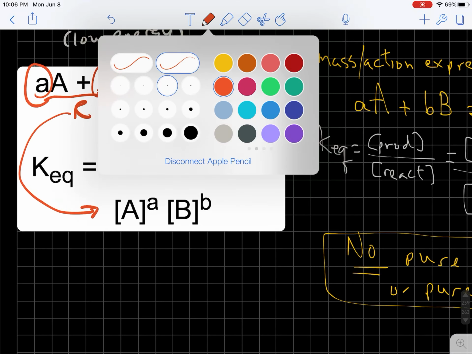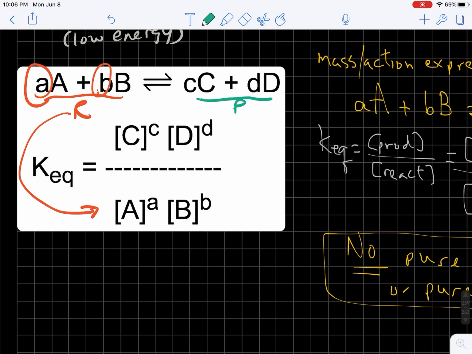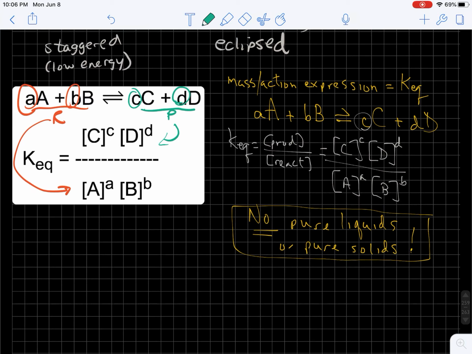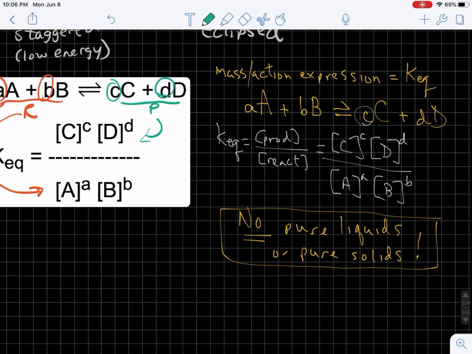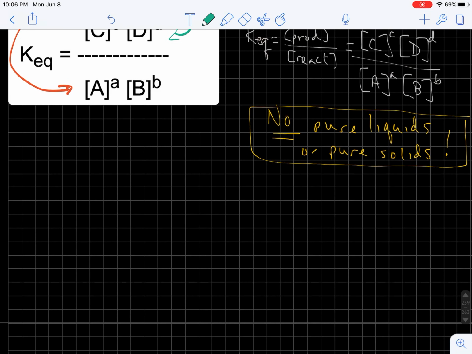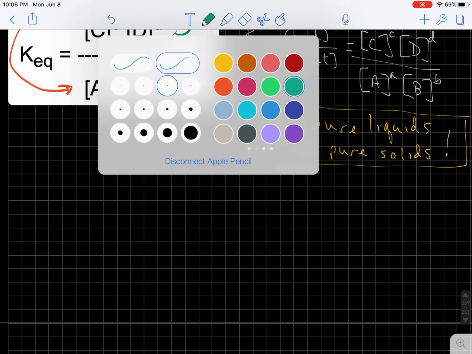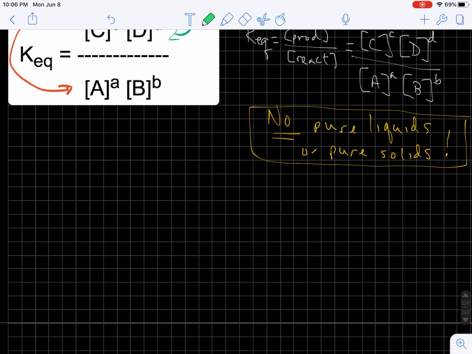And then on the product side, here's our products. So we're going to put our products in the numerator. And again, big C raised to the little c power. Big D raised to the little d power. So again, they call that the mass action expression. And the only exception to this format is no pure liquids, no pure solids. So we go back to that little question that was on the slideshow. It said, all right, what is the general KEQ expression for the synthesis of ammonia?